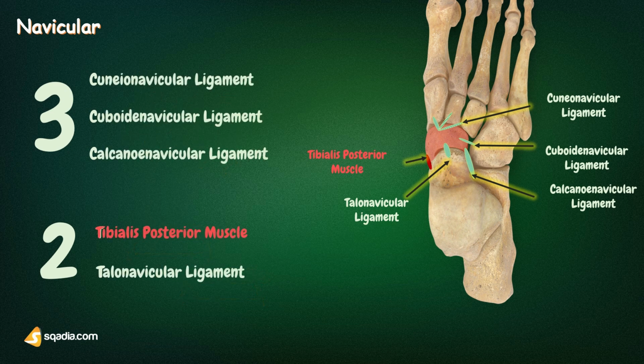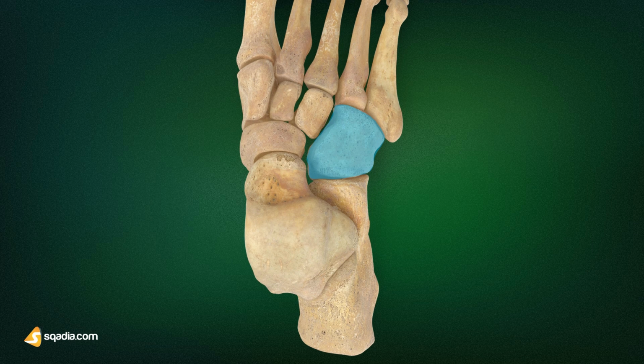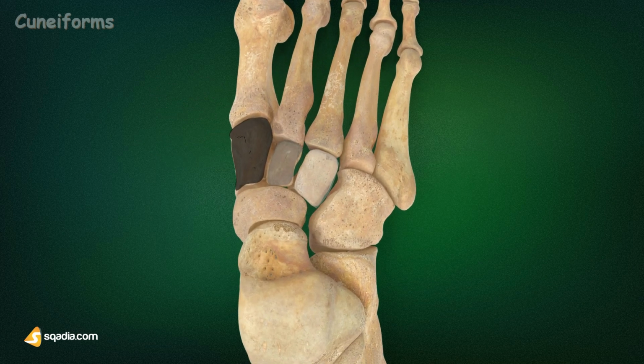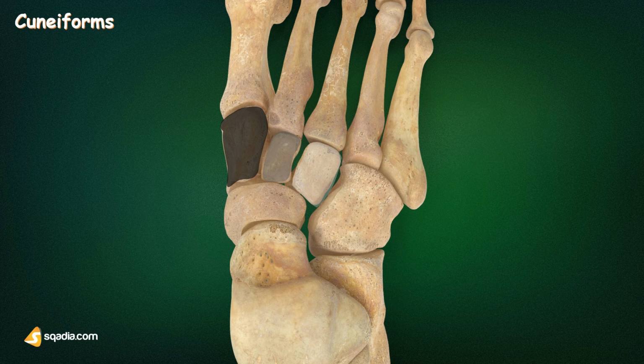You can remember the attachments at the navicular bone by thinking about 3 chairs and 2 tables. As shown here, there are 3 ligaments that start with C, and 1 muscle and 1 ligament that start with the letter T. On the cuboid bone, only 1 ligament is attached, which is the interosseous ligament. Lastly, we have the 3 cuneiform bones.